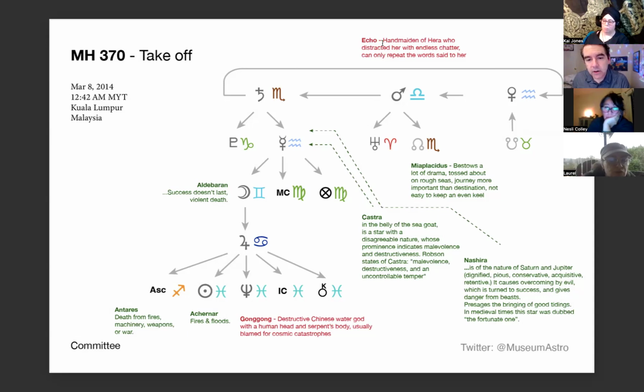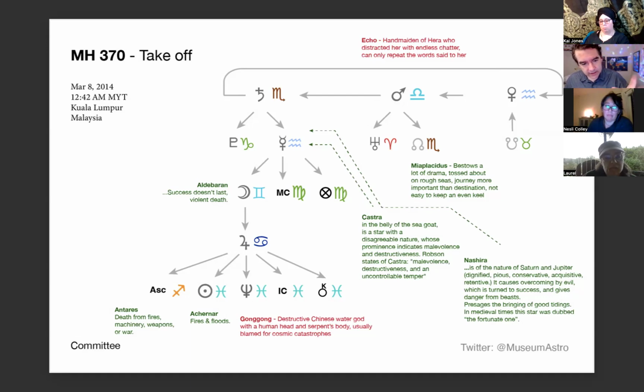Let's see here. Mercury is with Castra, which is the belly of the sea goat, a disagreeable natured star. The prominence indicates malevolence and destructiveness and an uncontrollable temper. Okay, interesting. There's another star, Nashira, the nature of Saturn and Jupiter. And, I don't know, it's supposed to be fortunate, but that's also with the Mercury, not really fortunate. So when we get down to the lowest level, this is where it gets really spooky, but Antares, the ascendant is on Antares. Death from fires, machinery, weapons, or war.